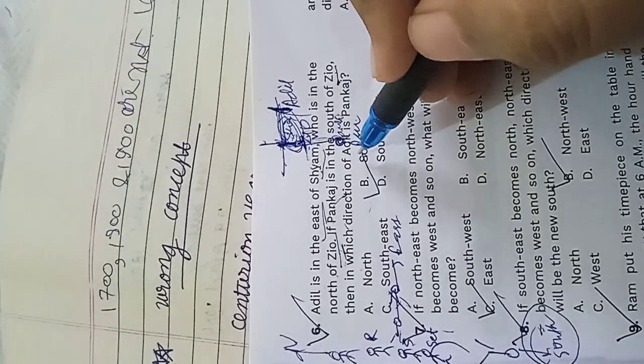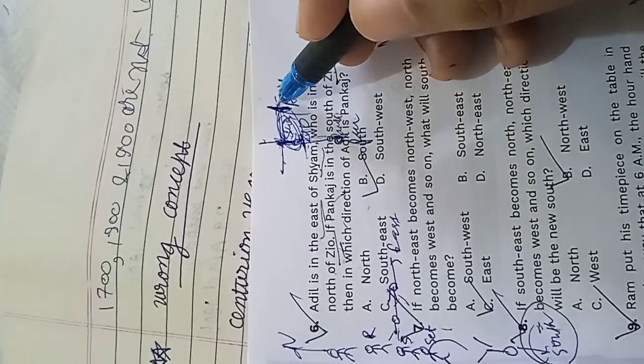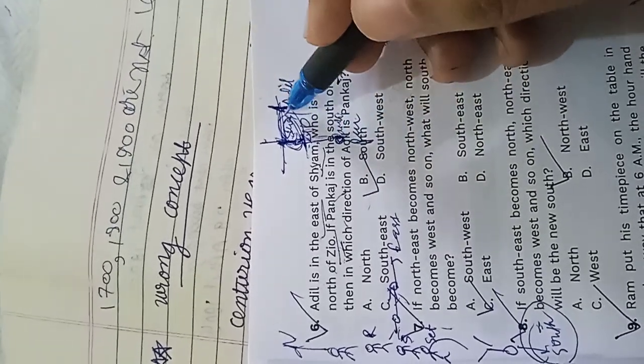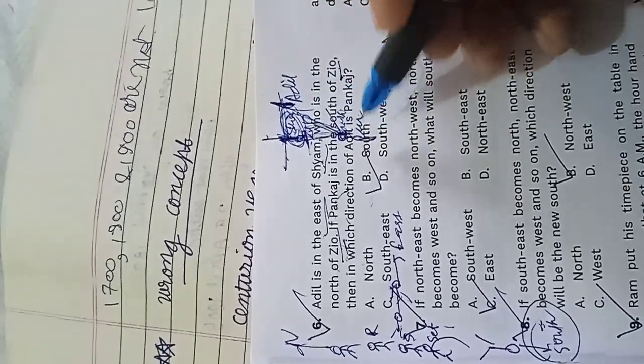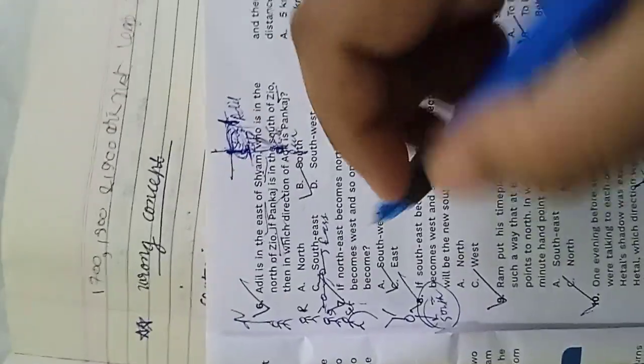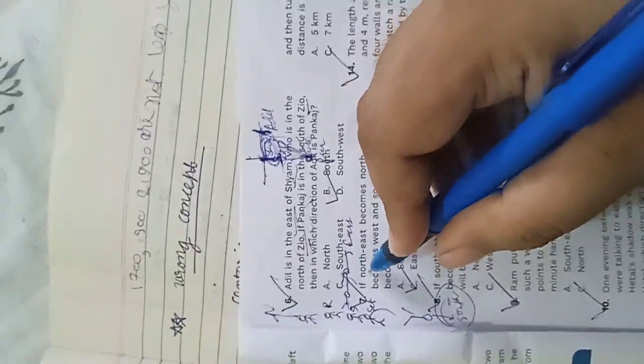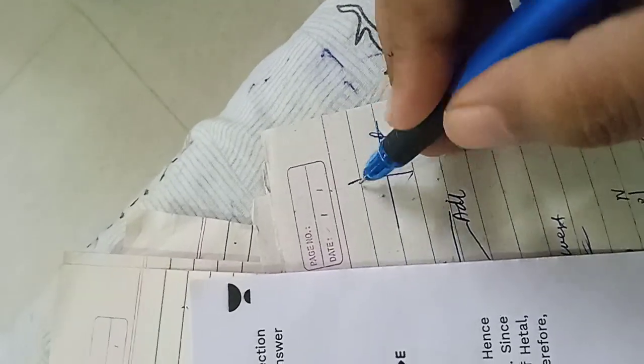Which direction of Adil is Pankaj? Adil से Pankaj की direction क्या, means position of Pankaj with respect to Adil is this direction and it is southwest. This is a rotation of axis. If northeast becomes northwest, does not matter. Suppose this were the initial.